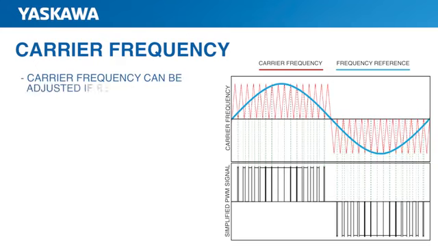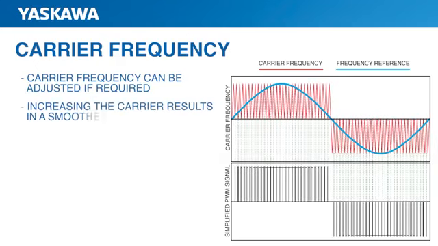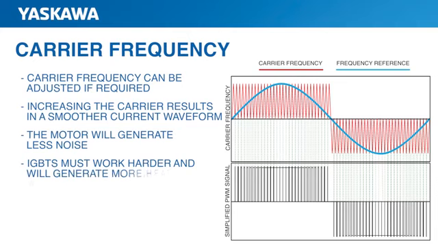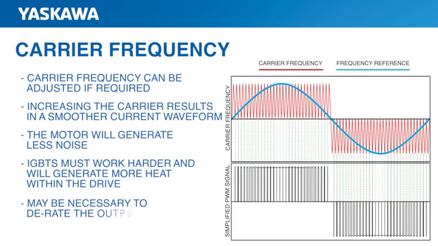This switching frequency can be adjusted if need be. Increasing the carrier will result in a cleaner, more sinusoidal current waveform, which in turn will make the motor generate less audible noise. However, this will also make the IGBTs work harder and create more heat within the drive. It may be necessary to derate the output current of the drive to accommodate for the increased carrier frequency.